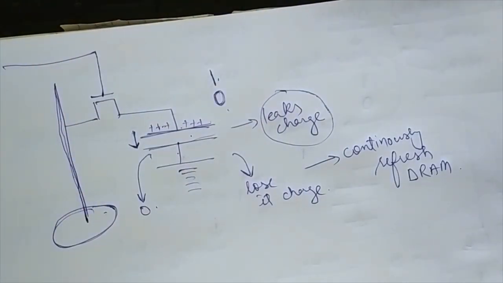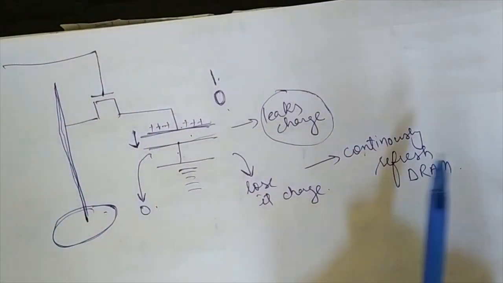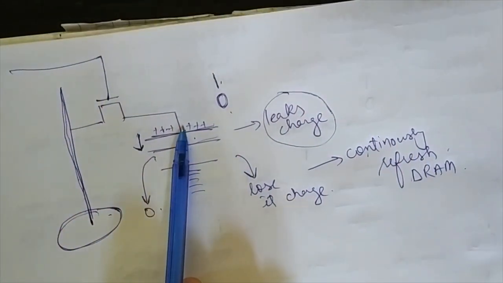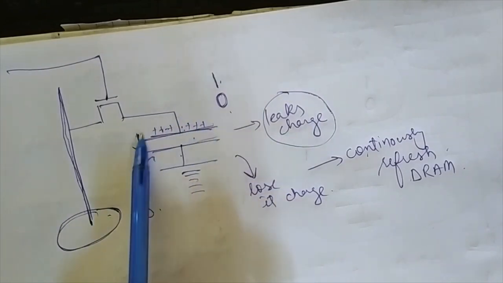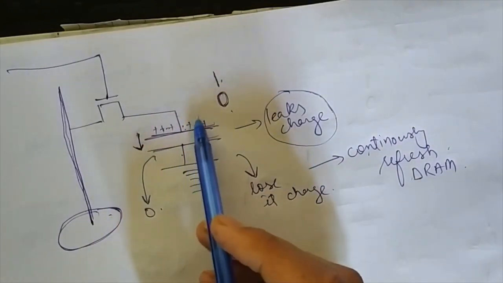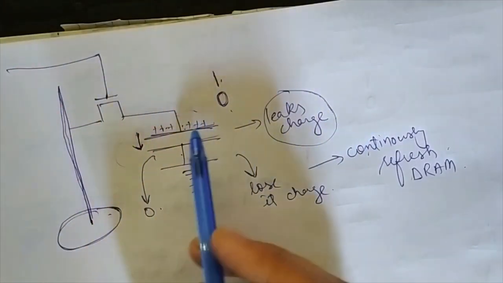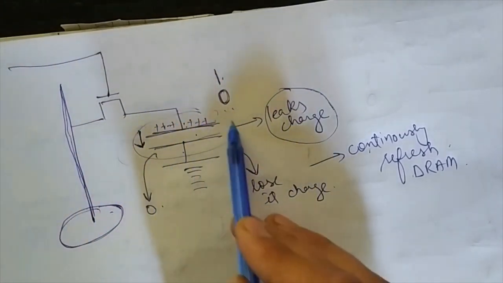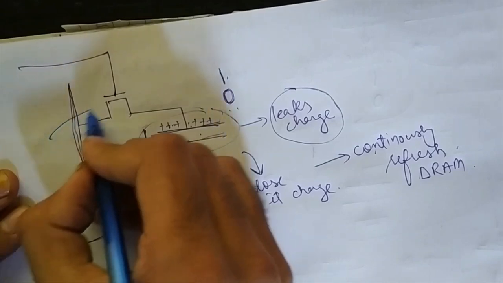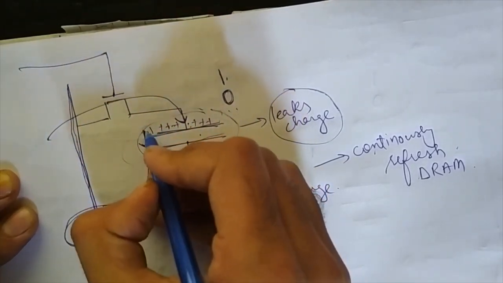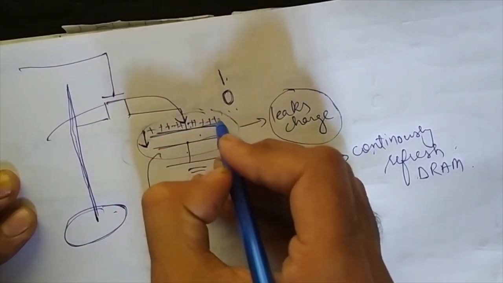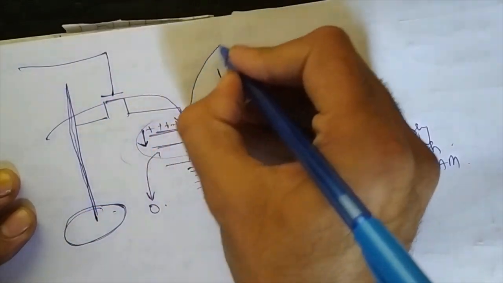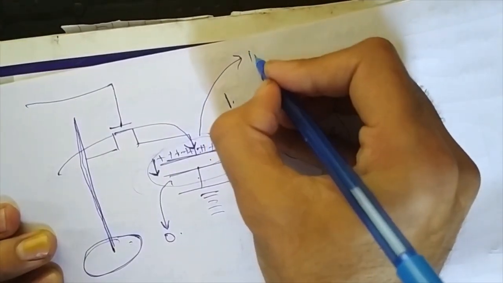What does this mean? What we have to do continuously is read the cell and find out the charge stored in the cell. If there is no charge, do nothing. If there is charge stored in the cell, for example in this capacitor, then charge it again so that the charge stored on the capacitor comes back to its initial charge.